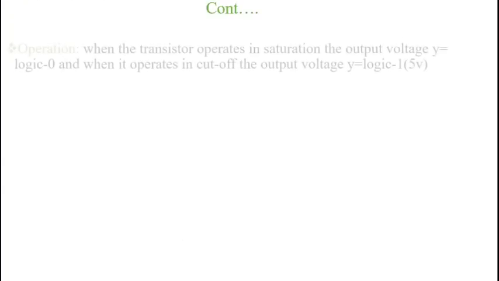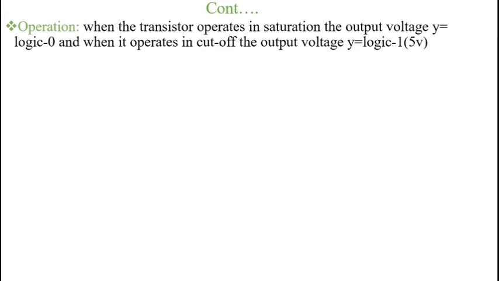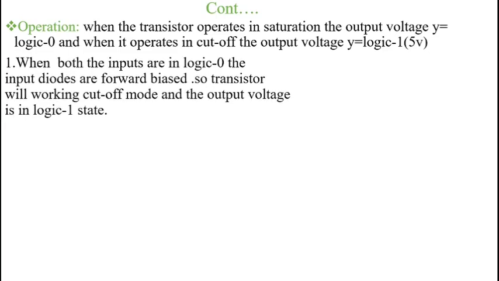Coming to the operation, when the transistor operates in saturation, the output voltage Y is in logic 0 state, and when it operates in cutoff, the output voltage Y is logic 1. Here we are discussing the two input side, therefore we get four possible combinations. The first combination is both inputs at logic 0. At that time the input diodes are forward biased, so the transistor works in cutoff mode and the output voltage is in logic 1 state.